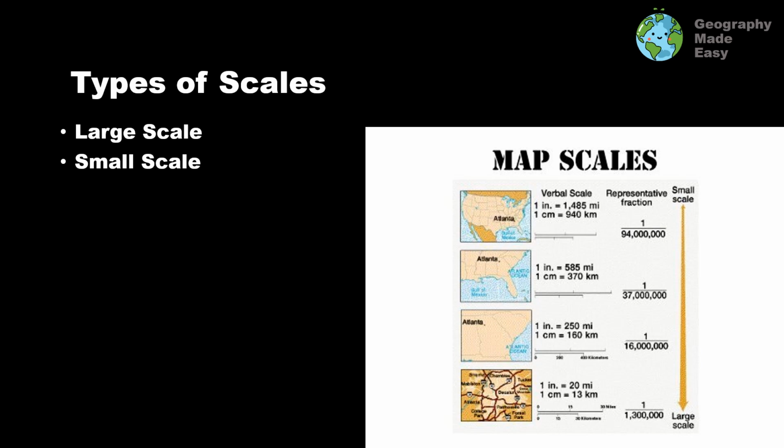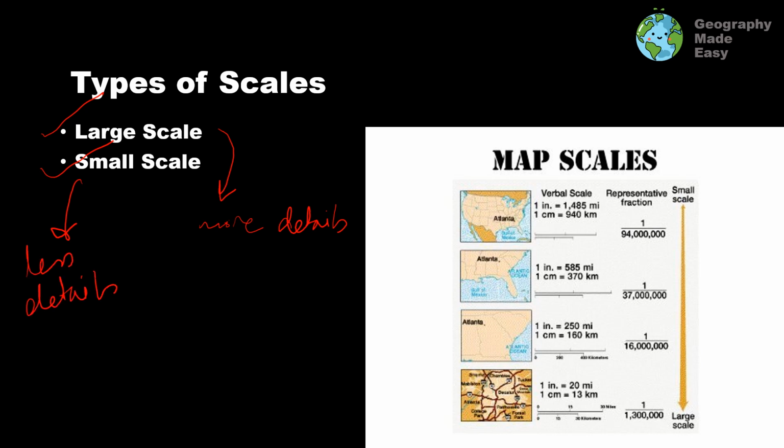Okay, before we start with that, we have another way of classifying scales, which is a large scale map and a small scale map. Let us look at this example here. So what is a large scale map? A large scale map is a scale where more details are shown, and small scale maps are where less details are shown.